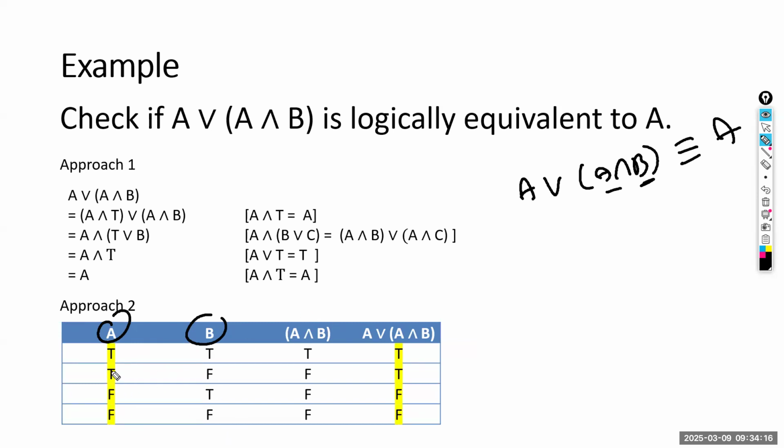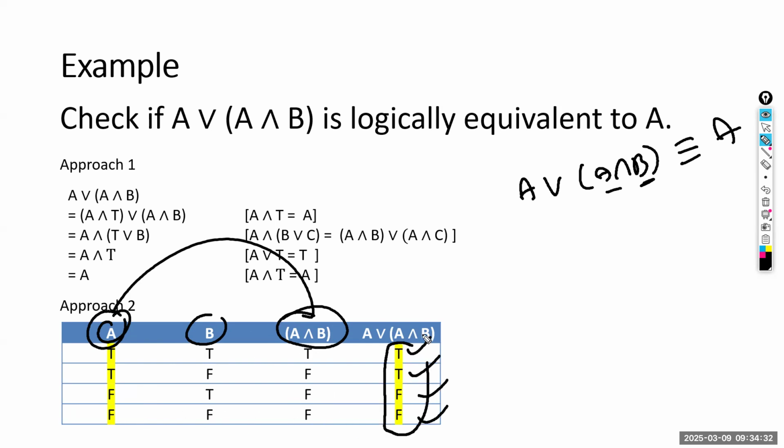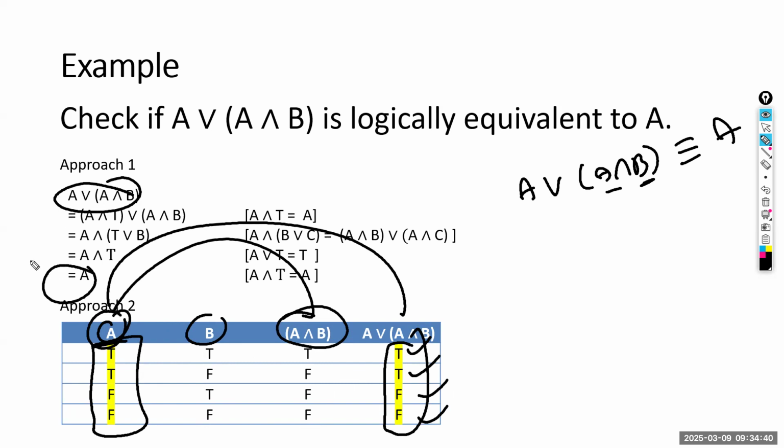Then build A and B: true and true is true, true and false is false, false and true is false, false and false is false. Then combine this with A. True or true is true, true or false is true, false or false is false, false or false is false. And you can see that this is true, true, false, false. This is also true, true, false, false. So therefore, this is logically equivalent to A.